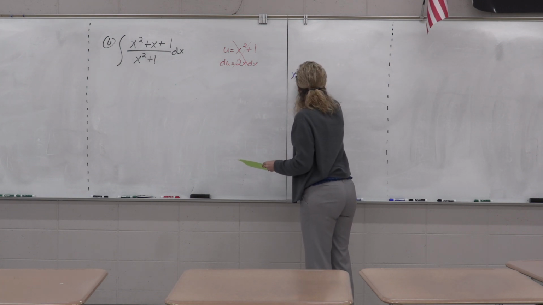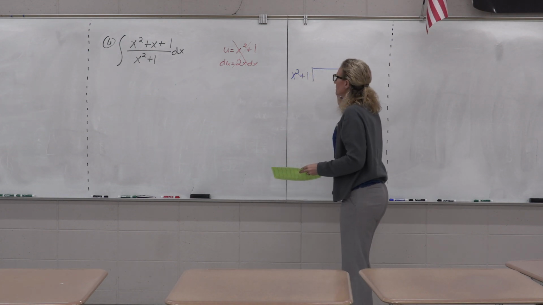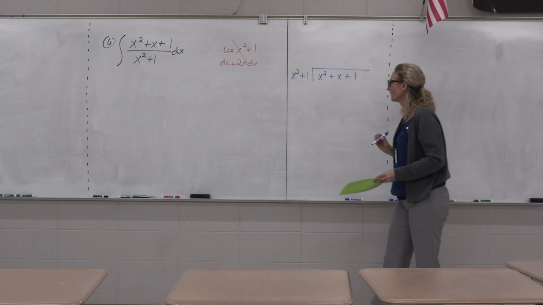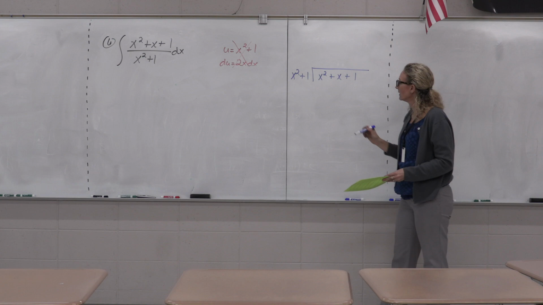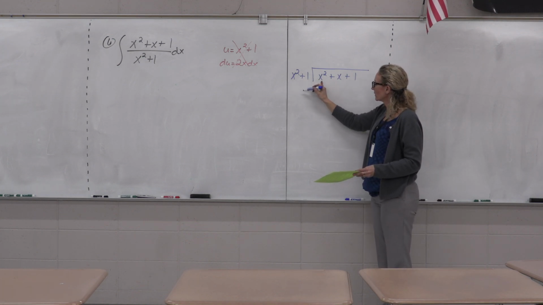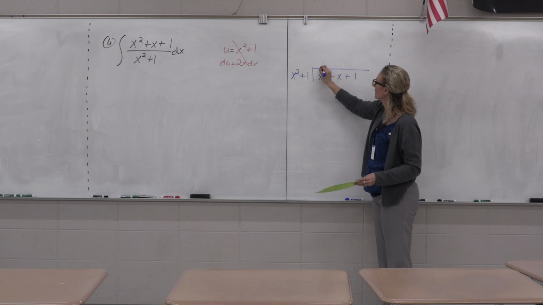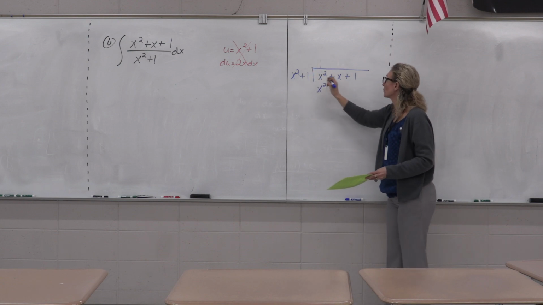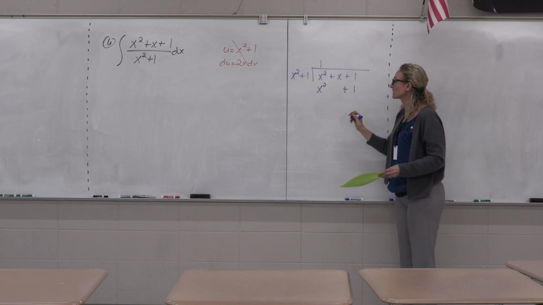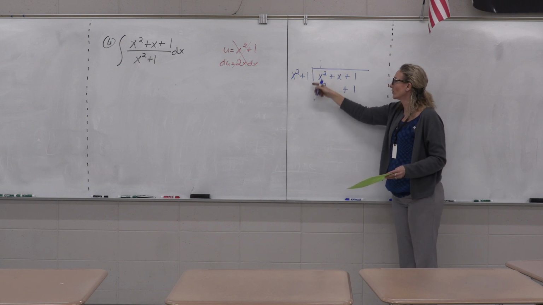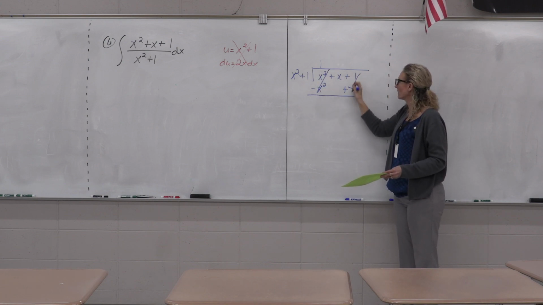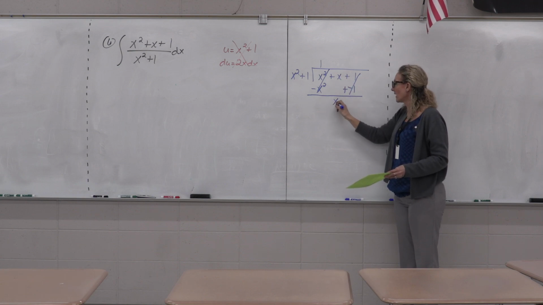So x squared plus 1 is dividing into x squared plus x plus 1. Okay, long division. How many times does x squared go into x squared? Just ignore that part. 1. Distribute. x squared plus 1. I have to line it up underneath its like term. x squared plus 1. Draw the lines. Here we go. Change the signs. So that cancels and that cancels, and we just have an x.